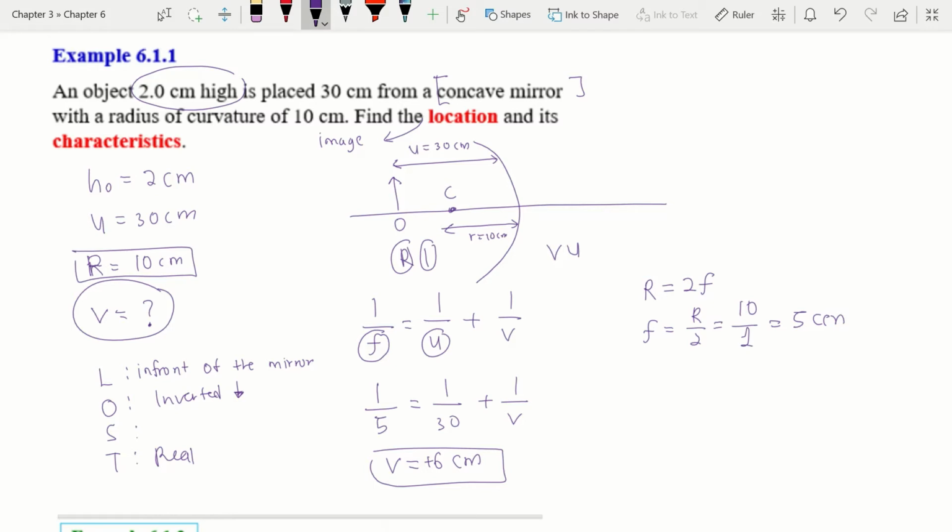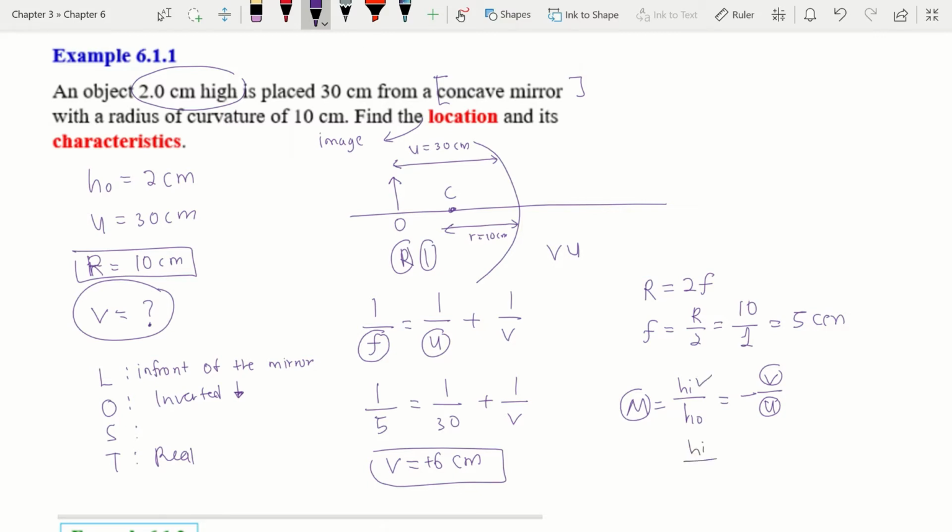What about the size? We can look for the size by using the magnification formula. So magnification equals height of image divided by height of object, or image distance divided by object distance. We know our image distance and object distance, and we know our height of object. Now we can look for our height of image.